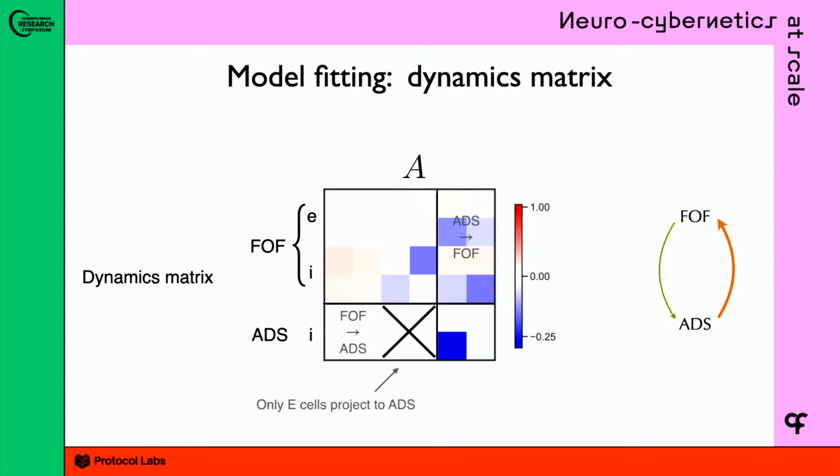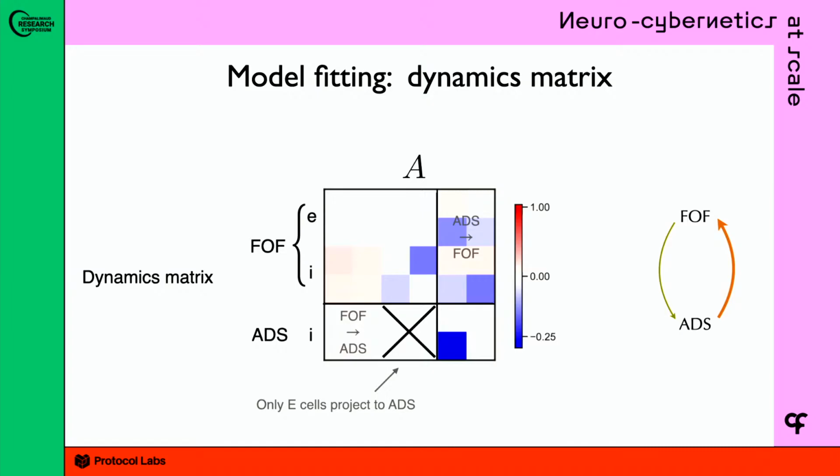Conversely, the projection from striatum back to cortex is polysynaptic. So typically, we'll go through multiple brain regions before getting back to cortex. And as a result, we didn't constrain these weights in the opposite direction because we wanted to allow the striatum to have both excitatory and inhibitory influences on the cortex, all right? So that's what the dynamics matrix looks like.